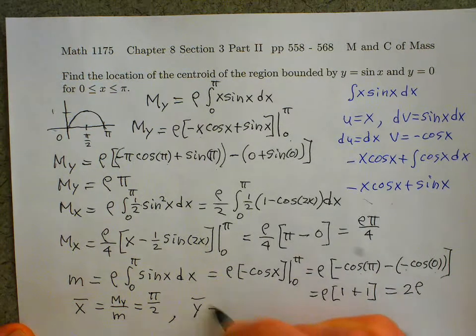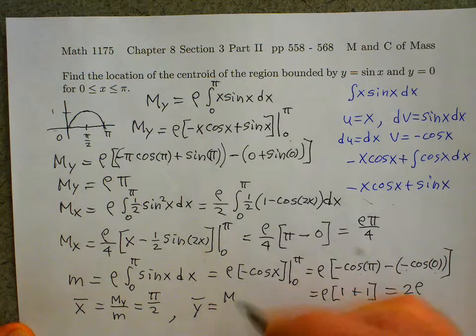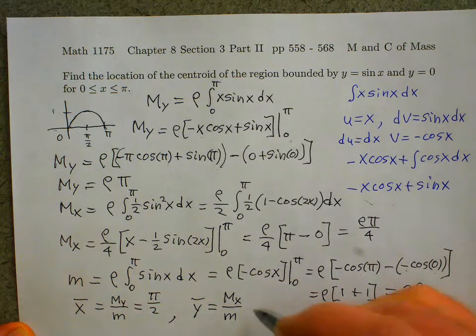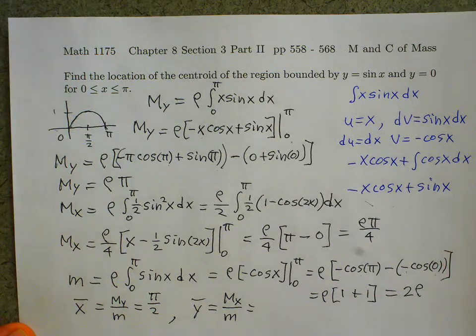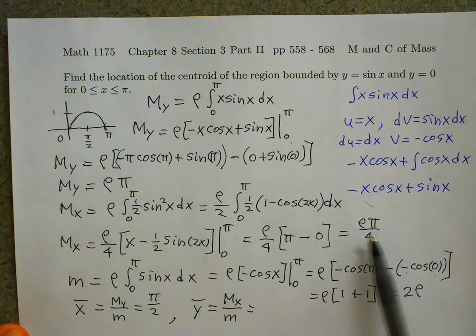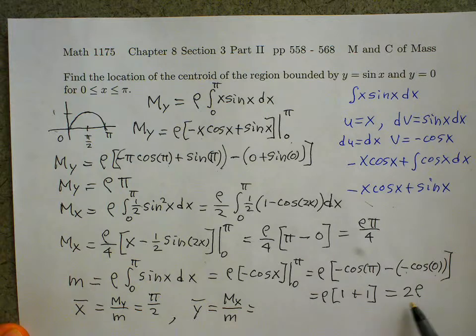y bar is the moment of the region about the x-axis divided by the mass. And we found that the moment about the x-axis is rho times pi divided by 4. And we're dividing that by the mass, which is 2 times rho. So the rho's cancel, and we're left with pi divided by 8.